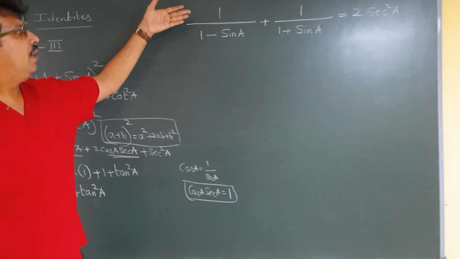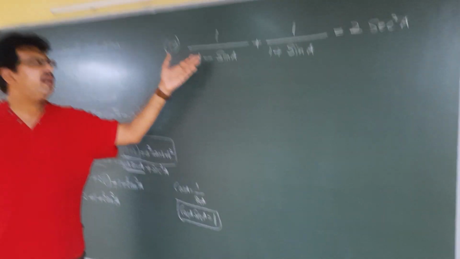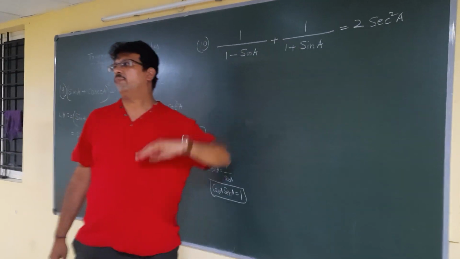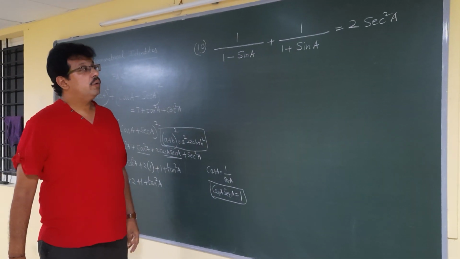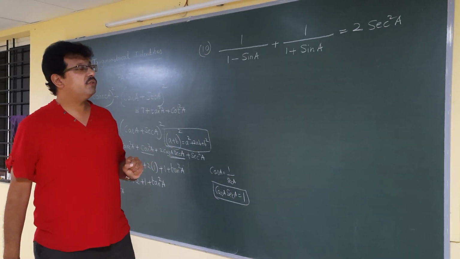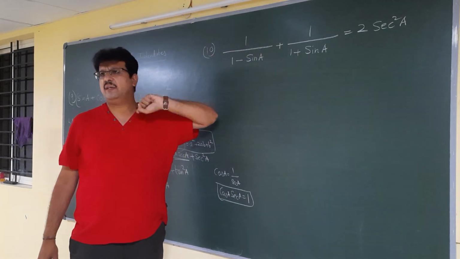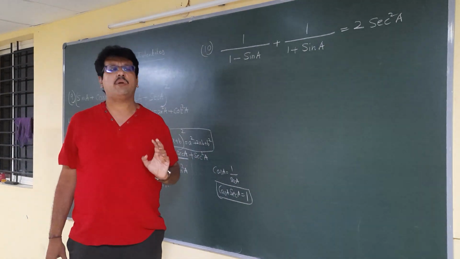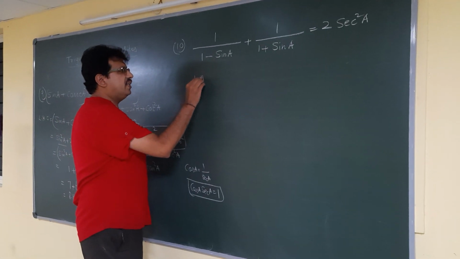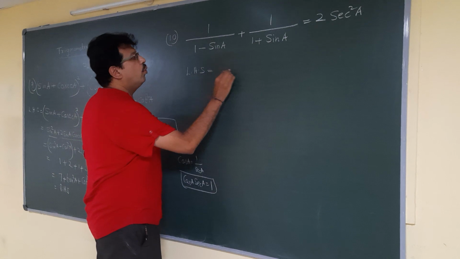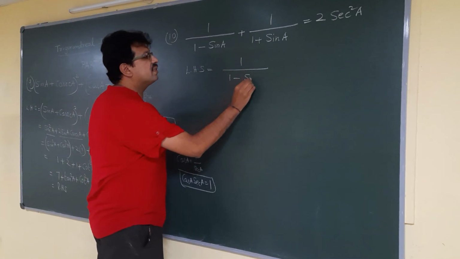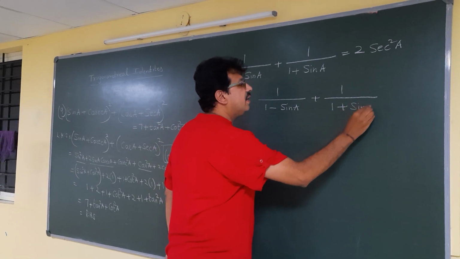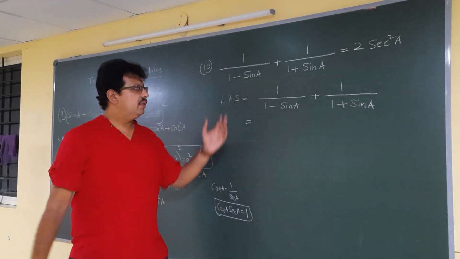When you observe 1 divided by 1 minus sin A plus 1 by 1 plus sin A is equal to 2 secant square A. So this problem, when you observe very carefully, children, you should be very careful to understand a plus sign is there here. Plus sign means we should always take an LCM. That is very important. So first let us take the left hand side, LHS. That is 1 divided by 1 minus sin A plus 1 divided by 1 plus sin A. This is your left hand side.